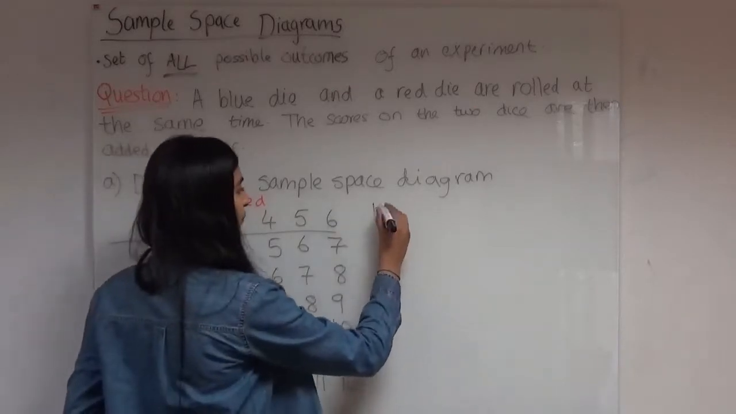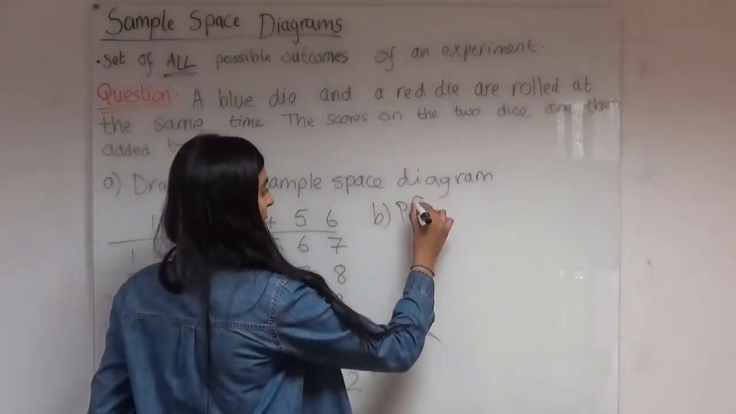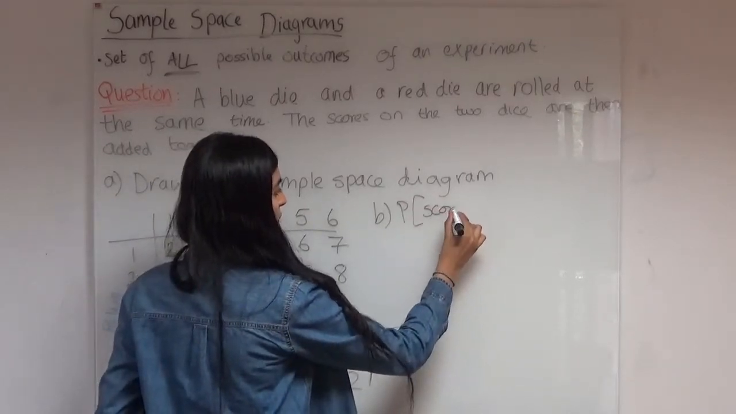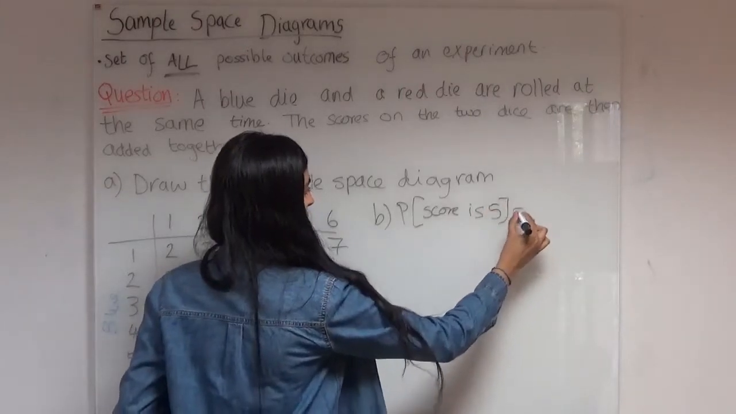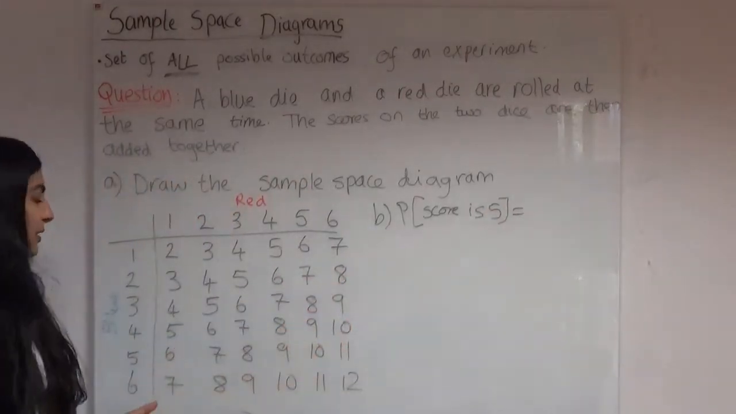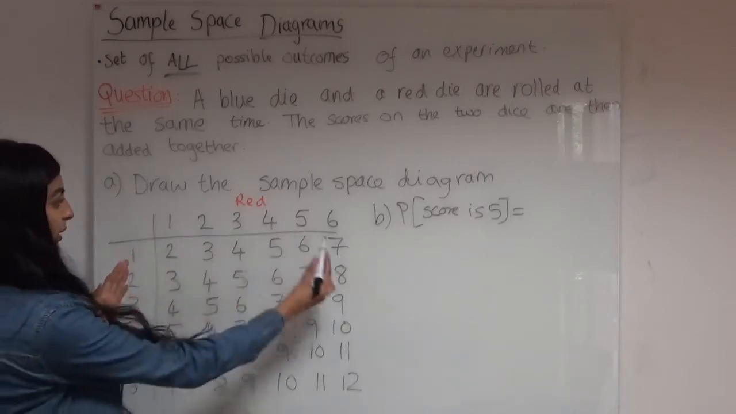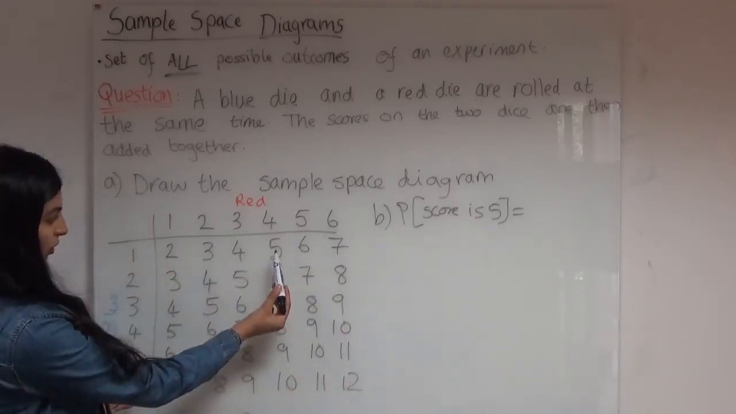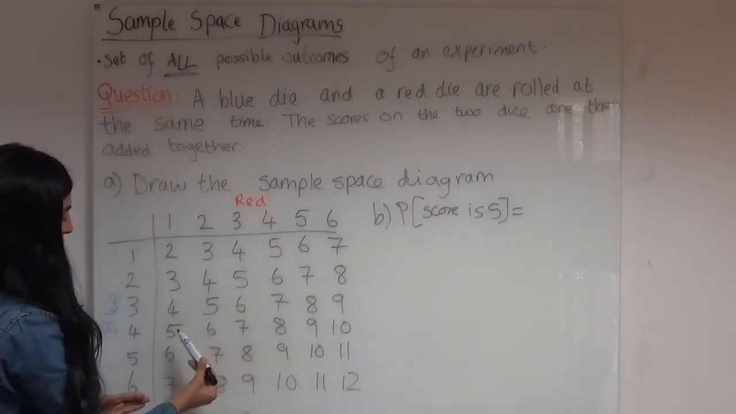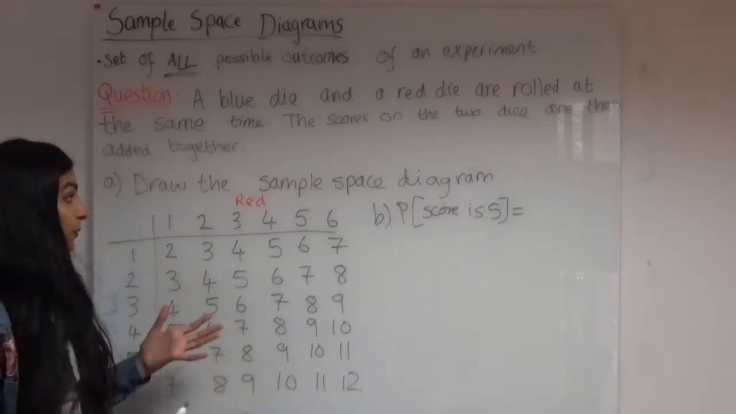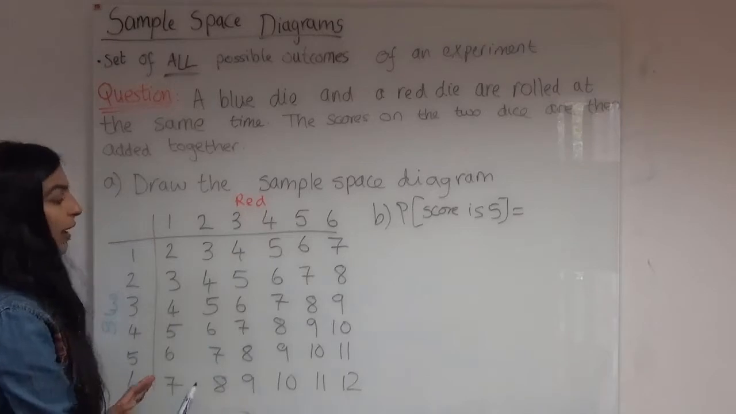Okay, so part B is find the probability that the score will be 5. So the score is 5. So we calculate this by looking at the sample space diagram, and we look at how many times 5 appears in the outcomes. So you can see the pattern here, it's down the diagonal. So we've got 1, 2, 3, 4. So we've got four outcomes of 5 out of the 36 possible outcomes.